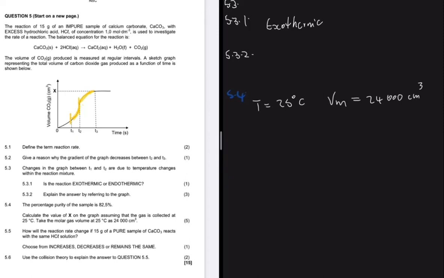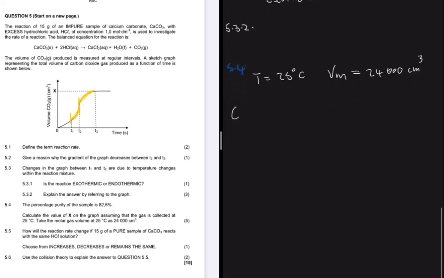You can see that at X, that's where the graph starts flattening out, right? So what does the graph flattening out tell us? It tells us that at X, the reaction is complete, right? But then, we have CaCO3, calcium carbonate plus 2HCl, right? We know that the HCl is in excess. So the reaction will complete when the calcium carbonate is depleted.